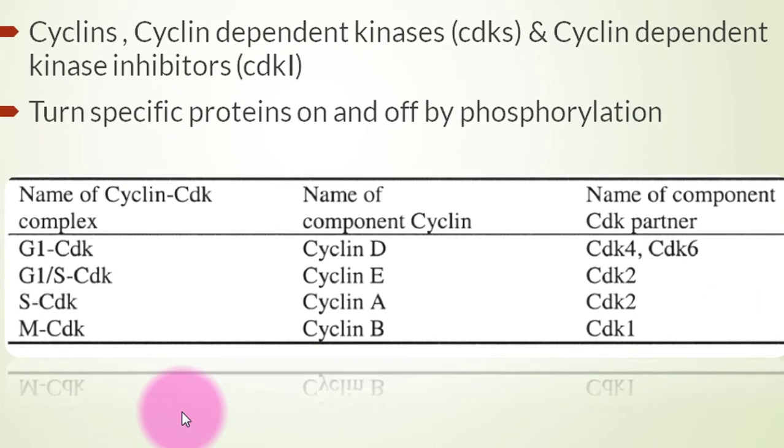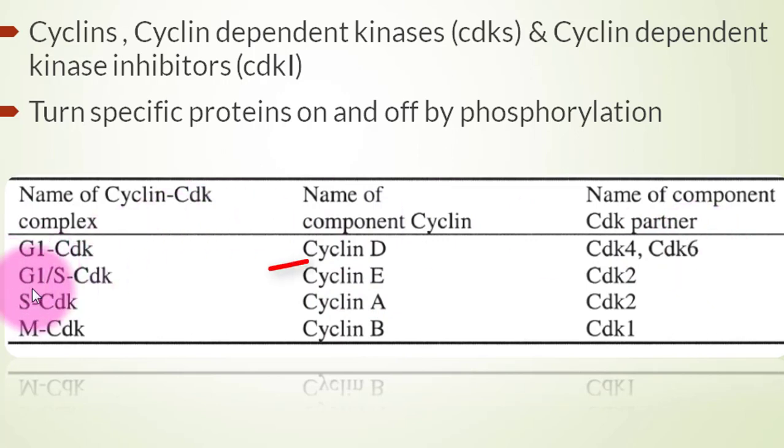So now in this table we have the name of each cyclin-dependent kinase complex, the name of the cyclin subunit and the name of the cyclin-dependent kinase subunit. Binding of cyclin D with cyclin-dependent kinase 4 and cyclin D with cyclin-dependent kinase 6 will form a complex known as G1 CDK. So this complex is normally found and functions during the G1 phase, and it is made of cyclin D and cyclin-dependent kinase 4 and 6.